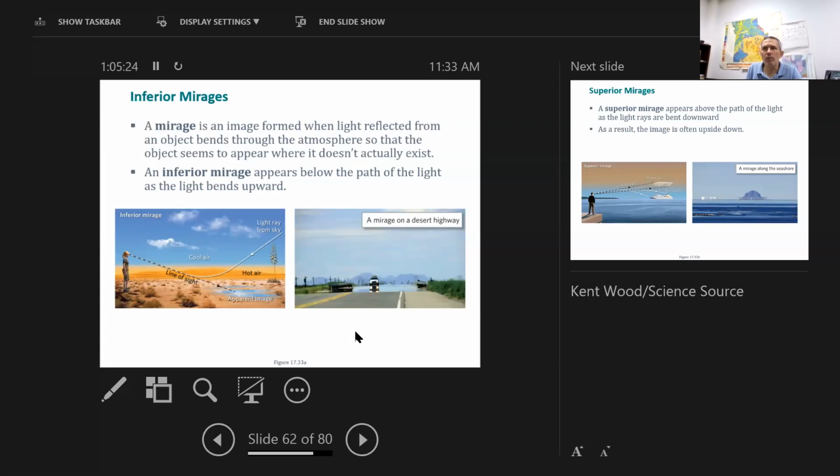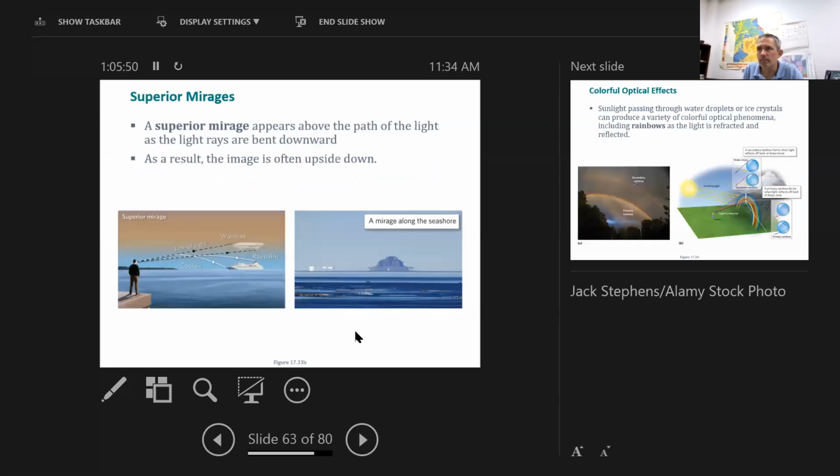So we can also end up with mirages. A mirage is an image formed when light reflected from an object bends through the atmosphere, so it actually seems to appear as something that doesn't actually exist. A mirage on the desert highway here is associated with the bending of this light, associated with hot air. Now we can also do this with cold air, where the path of light is being bent down as a result of the cold air below and the warm air above.